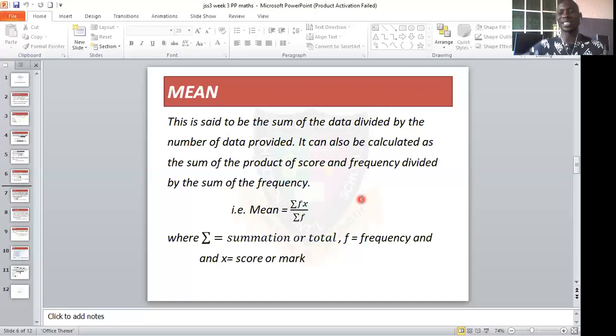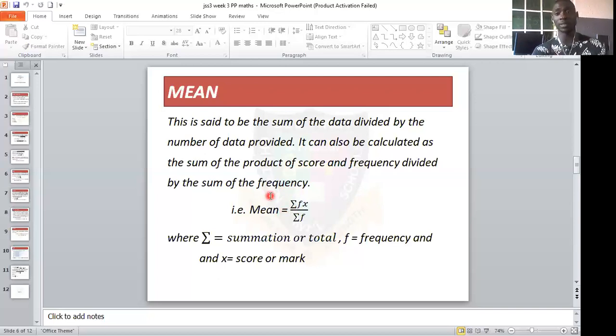6 students score 4. The number on the side is the frequency of the data. And it says the product of the score and frequency divided by the sum of the frequency. Mean equals this. This sign is the summation. It's called the summation.